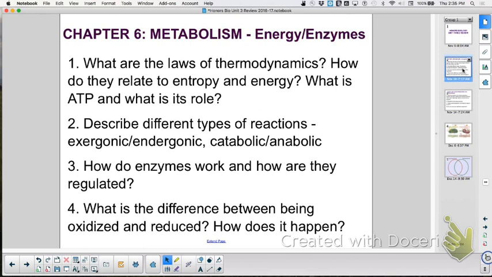So what prevents an endergonic reaction from spontaneously occurring? Activation. No, but an endergonic reaction requires what? Energy by definition. So you just don't have energy around, right? So you need to have specific input of energy to make an endergonic reaction occur.